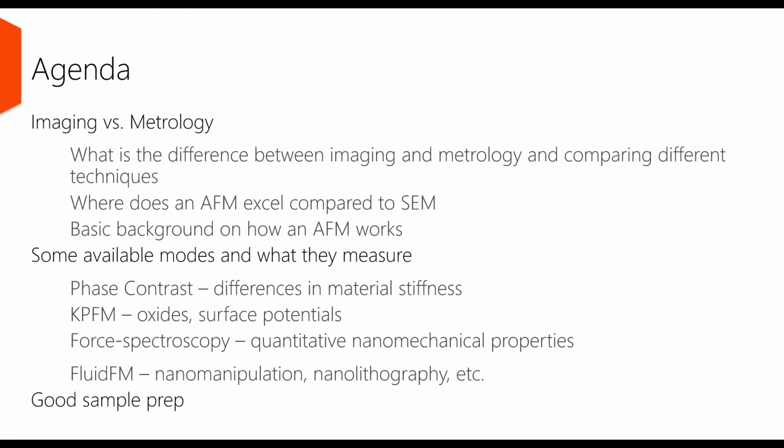I'll give you a little background about how an AFM works, and then I'll talk about some available modes. Now, this is not an exclusive list, but just some common modes that are used. One is called phase contrast, which looks at differences in material stiffness. Another one is called KPFM, which you can use to study oxides or surface potentials. I'll go into some force spectroscopy. This is a way to quantitatively measure nanomechanical properties of materials.